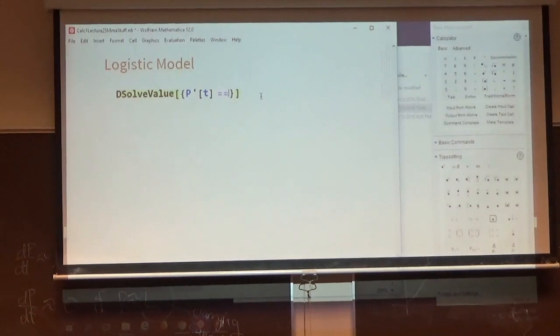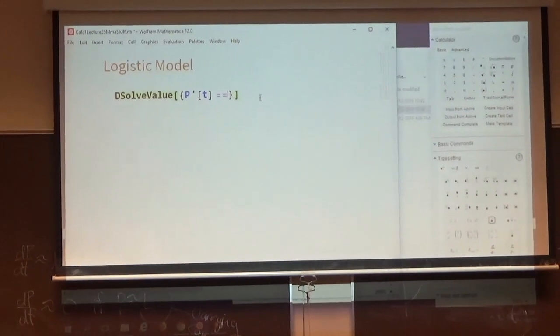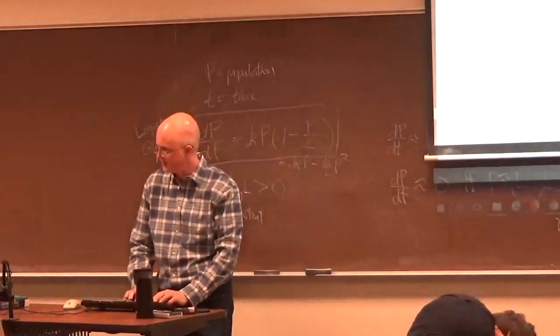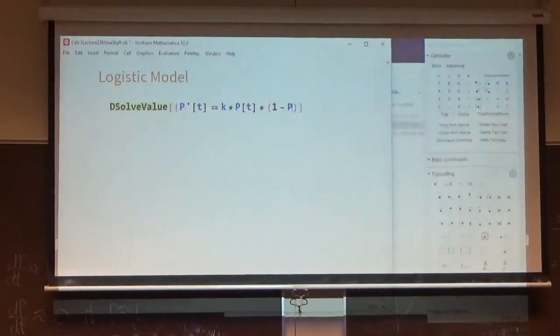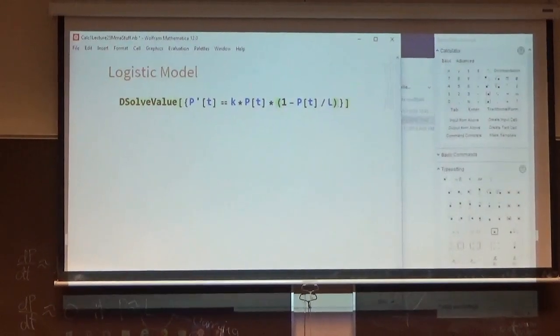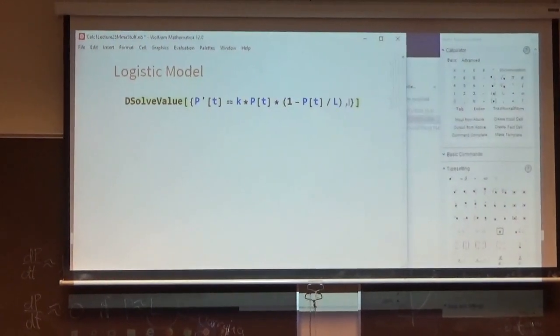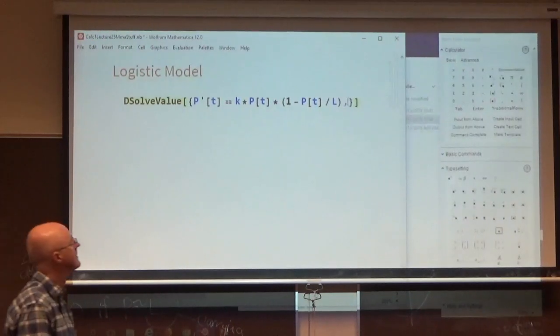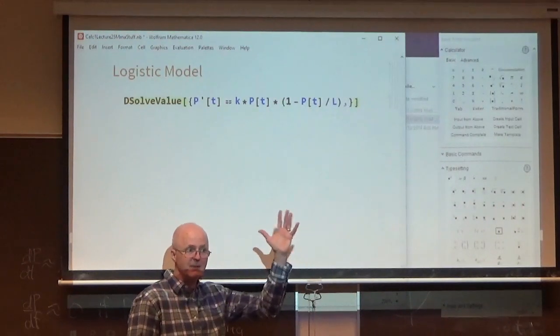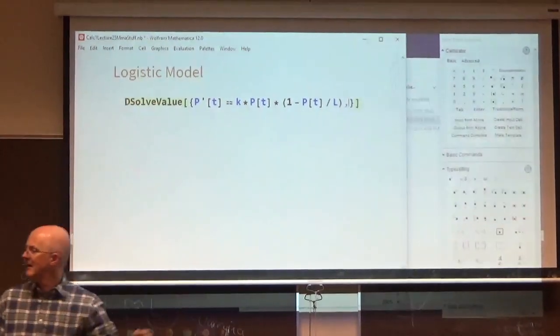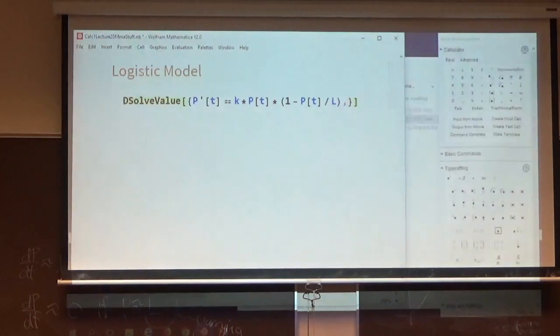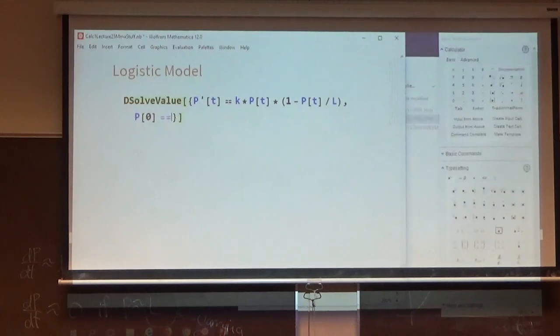How do I put the right-hand side in here? Do I just type that as is? Almost. I need to emphasize to Mathematica that p is a function of t, so I type it as a function of t, like this. That's just a way to emphasize to Mathematica that p is a function of t. Then you put a comma, then you put the initial condition, also with double equal sign.